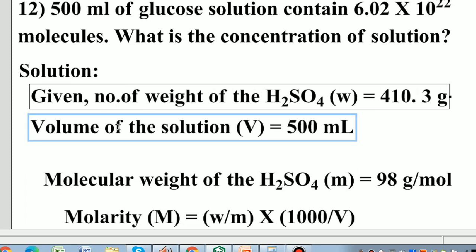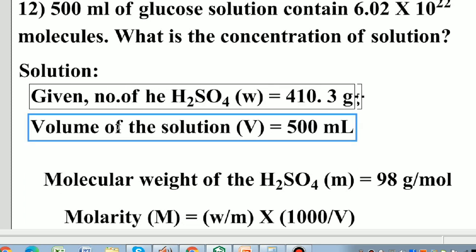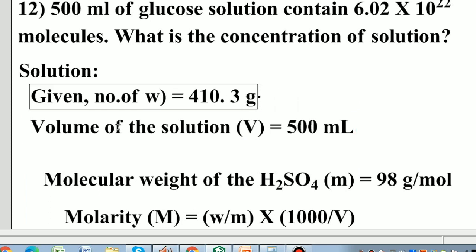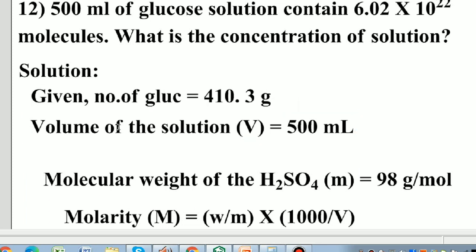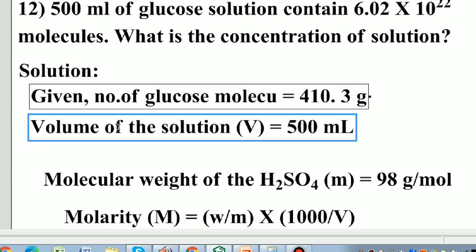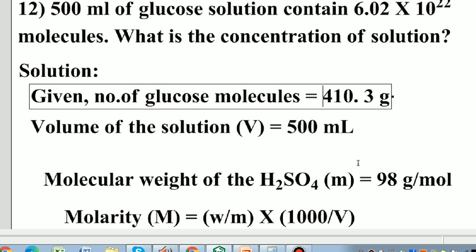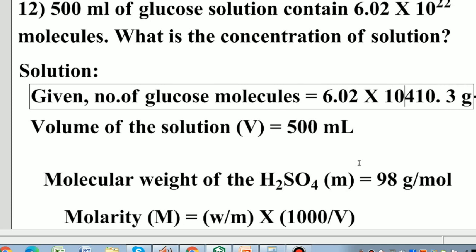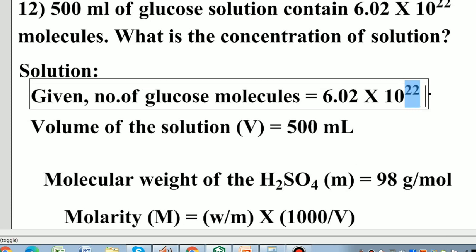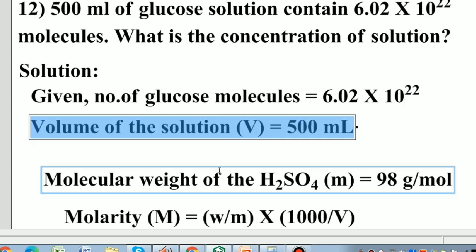Here the solute is glucose. The number of glucose molecules is given in this problem. The number of glucose molecules is equal to 6.02 into 10 to the power of 22. That is the number of molecules present in 500 ml of solution.